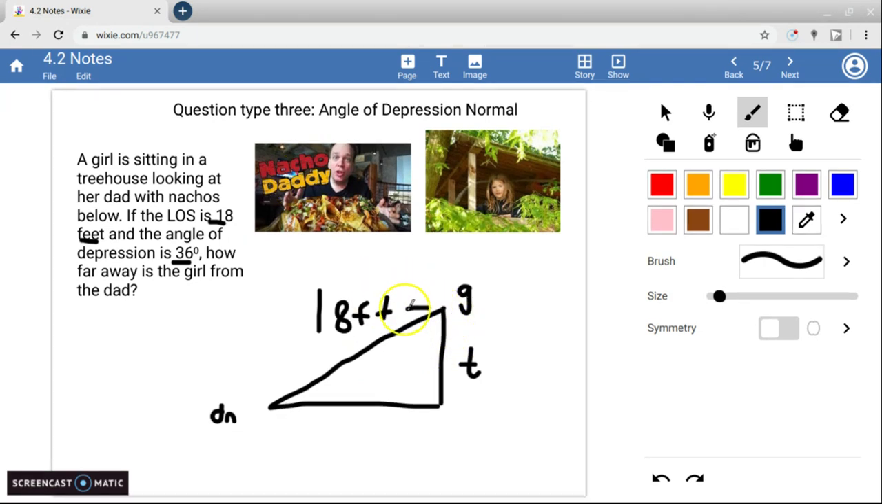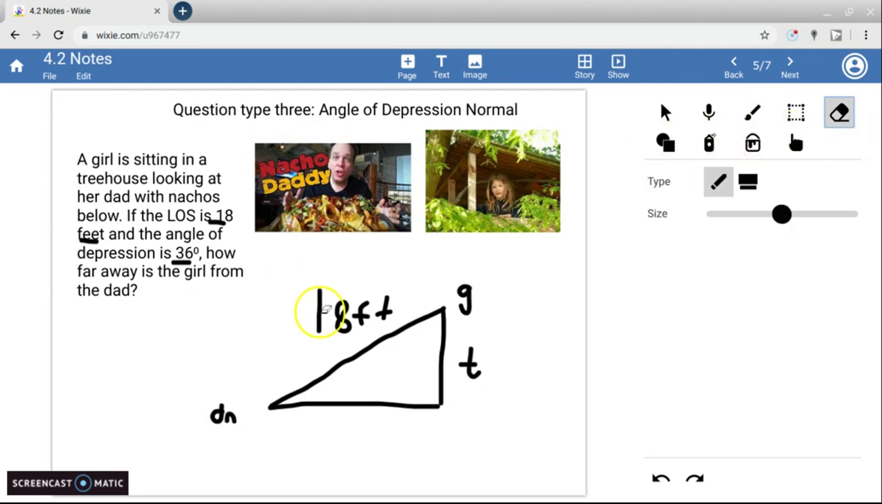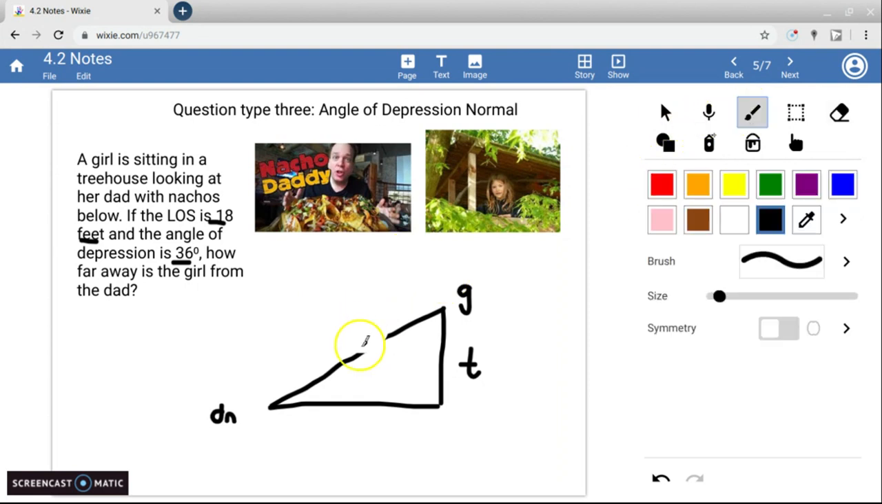So we actually have to draw out another thing. So just for this case, I'm going to erase the 18 feet right here, and I'll just put it right here. Just remember this is feet. Okay. And so now we can actually draw another triangle. That might be what you have to do sometimes with the angle of depression kind of problems.